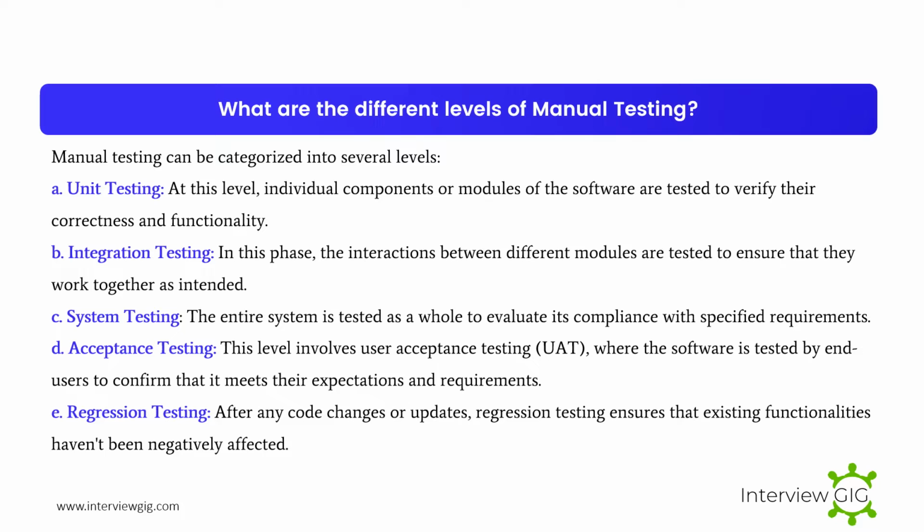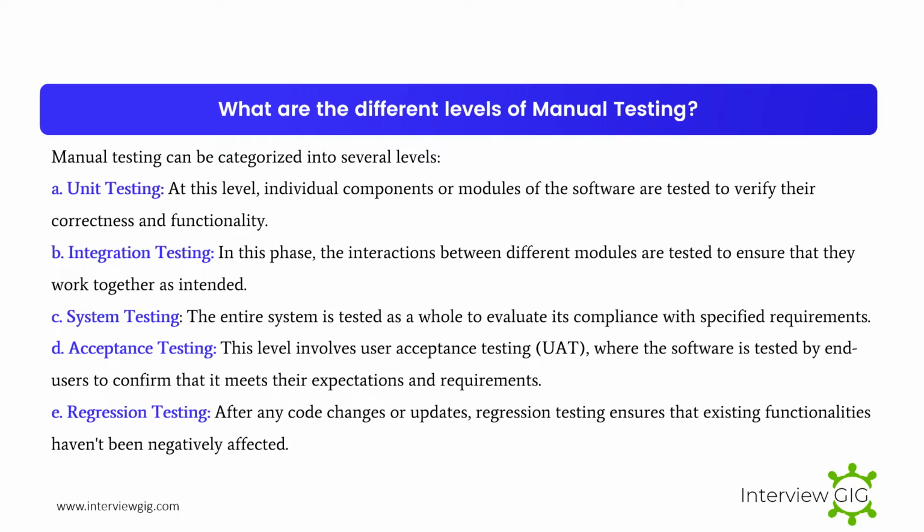Collaboration: working closely with developers, product managers, and stakeholders to deliver a high-quality product. What are the different levels of manual testing? Manual testing can be categorized into several levels. A. Unit testing. At this level, individual components or modules of the software are tested to verify their correctness and functionality.